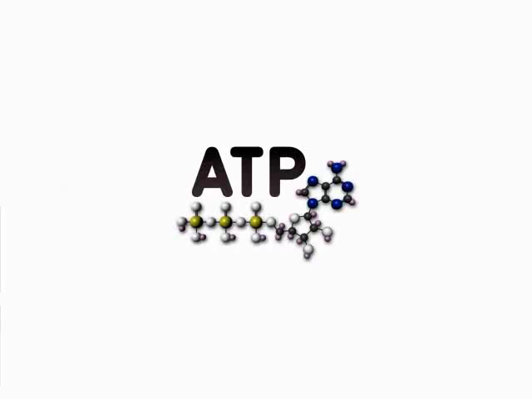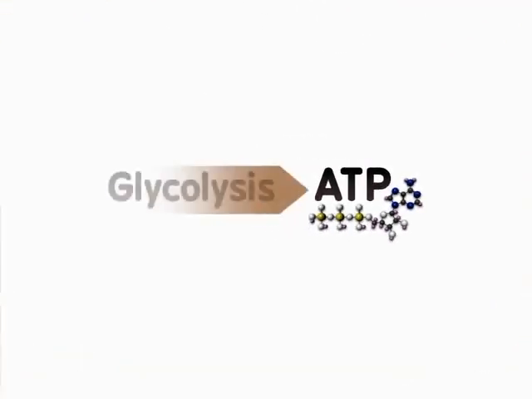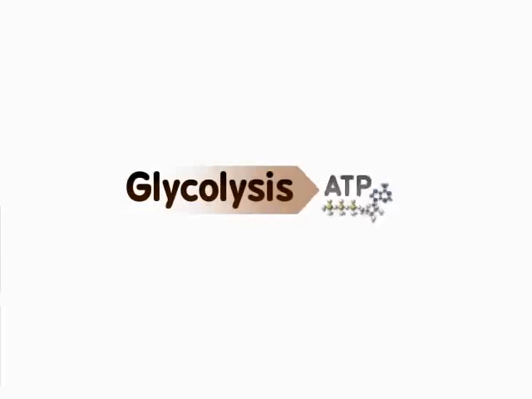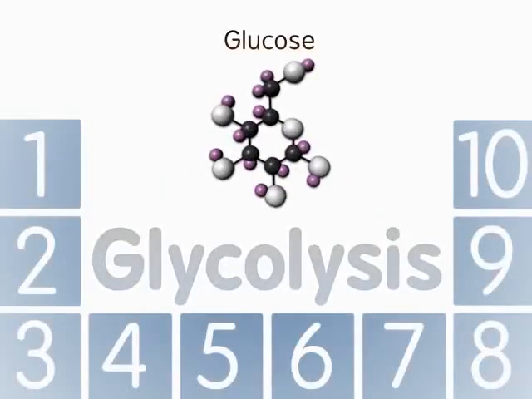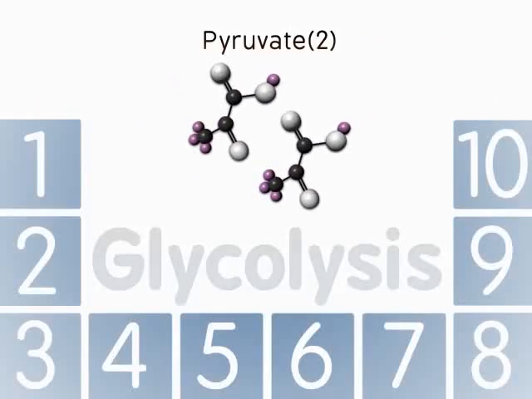ATP is the key energy molecule for all biological organisms. One source of ATP is glycolysis, a series of reactions that break down sugars while producing ATP. Glycolysis is a series of 10 reactions that converts sugars, like glucose, into 3-carbon molecules called pyruvate.